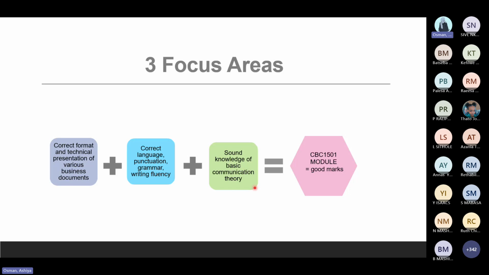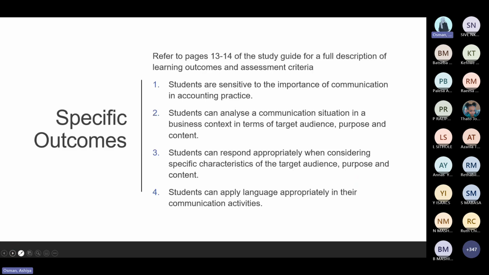Sound knowledge of basic communication theory. And remember, this is not only for your written assessments, it's also for your discussion forums, all right, which we're going to discuss just now. All right. So if you want good marks, you need to focus on all these three aspects. All right. And I'm telling you this from the beginning. You'll see your rubrics are also that way. We assess you in that way. We do everything in the same way. All right. So you are well prepared. That's why this class is compulsory. For students who didn't make it, you can watch the recording. And you know that we have provided you with all the important information to pass the course.